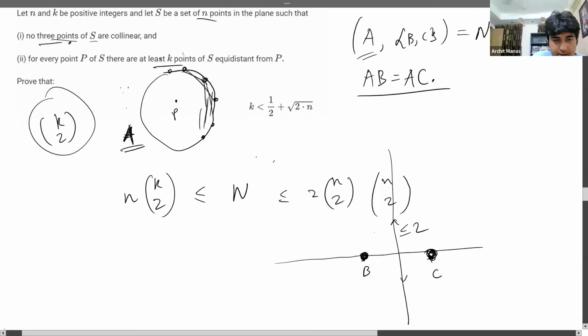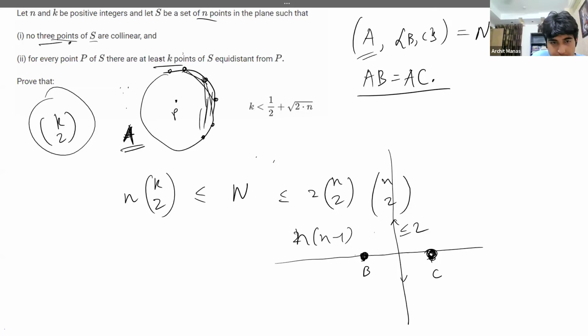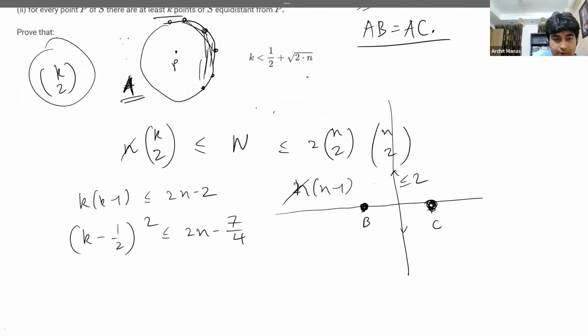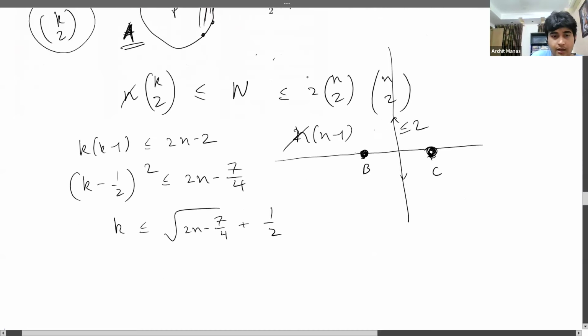So if we just start unpacking this, here this is n times n minus 1, and you can just cancel off the n. So you get k times k minus 1 is at most 2n minus 2, right? So k minus half, whole squared, is at most 2n minus 7 by 4, by adding 1 by 4 to both sides. And so you get k is less than or equal to square root of 2n minus 7 by 4, plus half. And because this is strictly less than square root 2n, we get this result.